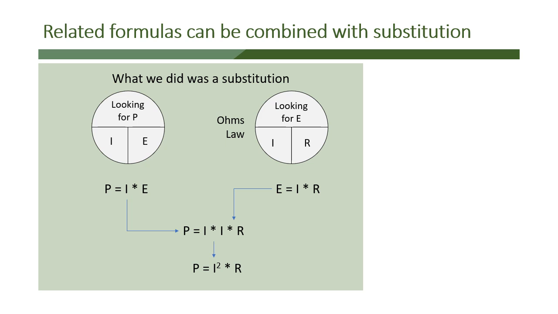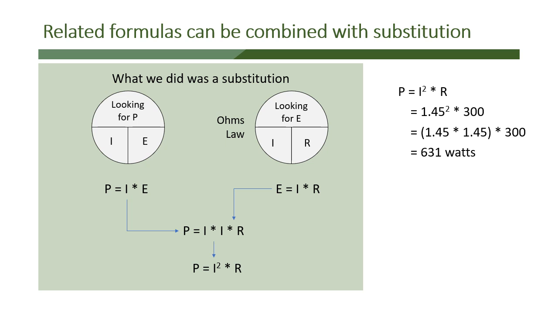So this substitution can also be denoted in this way. We took P equals I times E. We didn't know what E is, so what's E in the other equation? It's I times R. So what we essentially did was we said, okay, let's replace the E on the left with the I times R from the right. And P was equal to I times R times I, or it can be written in shorthand as P equals I squared times R. And that's exactly what we can do to solve the problem.